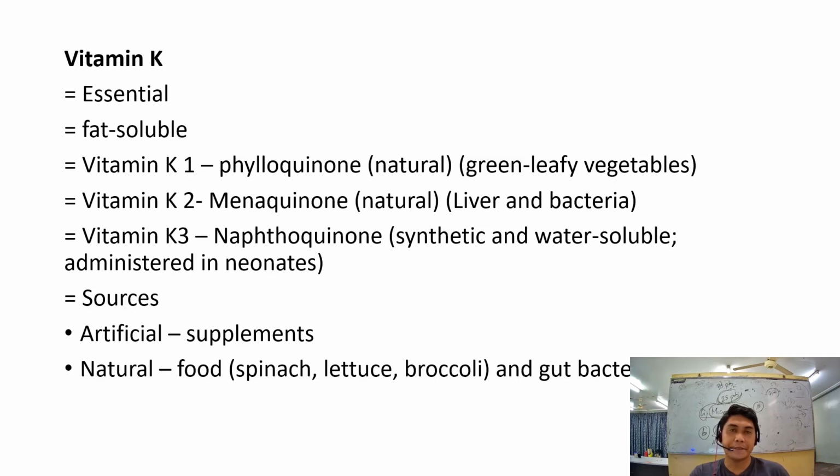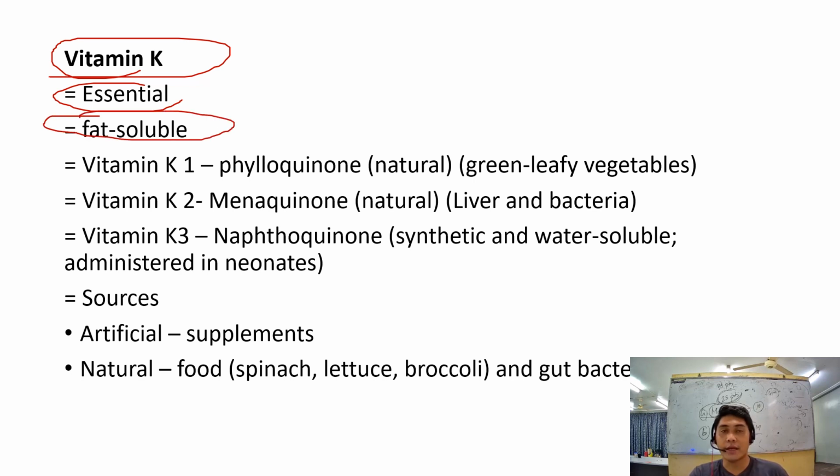Next, fat-soluble vitamin, you have vitamin K. Okay, so it's an essential vitamin, so you need to get it from your diet. So it's fat soluble, so you need a healthy gut to absorb vitamin K. So you need to have healthy pancreas, healthy gallbladder, healthy gastrointestinal tract. Okay, so vitamin K1, vitamin K2, and vitamin K3.